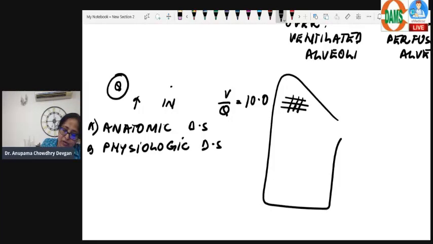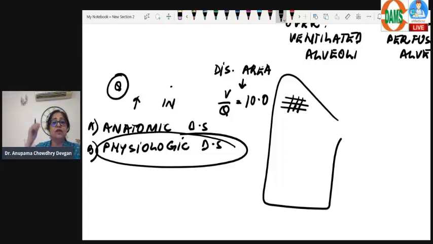If VQ ratio in some diseased area of the lung is 10, right? There's a diseased area. Yes, VQ ratio is 10. So this will result in an increase in physiologic dead space. Why? Because this is an area where there is a wasted ventilation, right? VQ ratio more than 1 is a wasted ventilation. Okay? So this will become increased dead space.